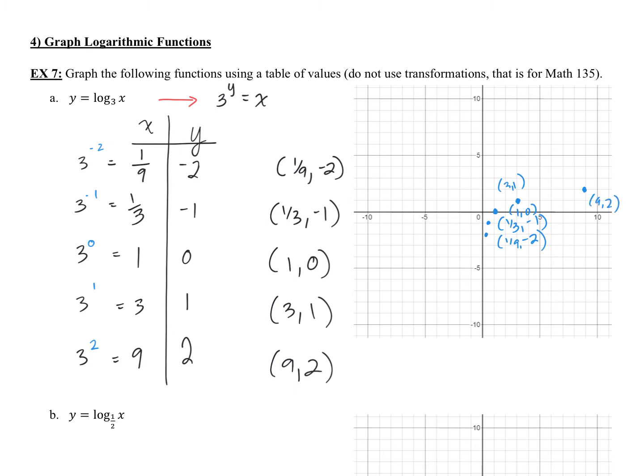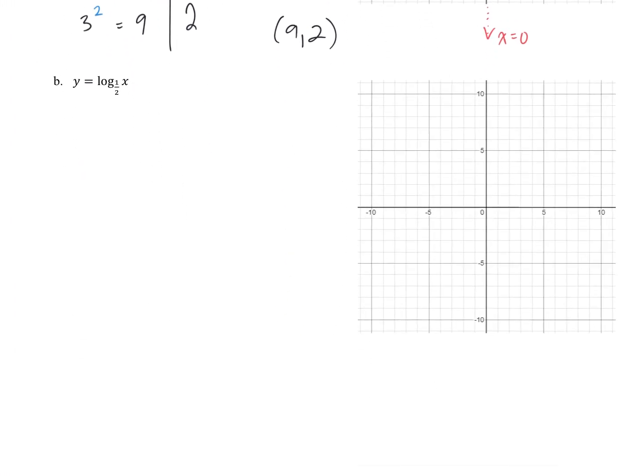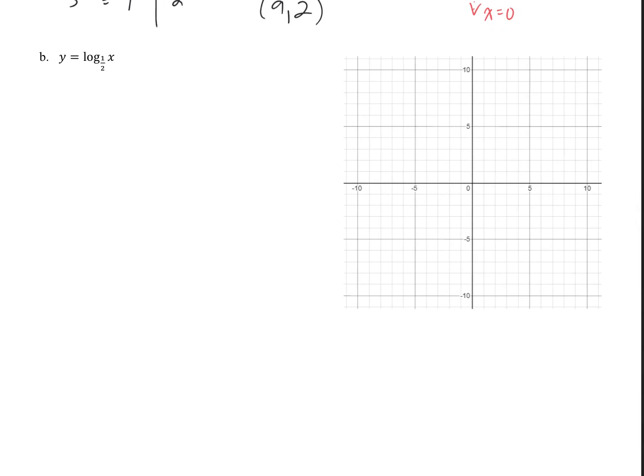Notice this looks a lot different than the exponents. It starts to head off in that direction. And one thing, pretty much for the generic logarithms, you're always going to have a vertical asymptote at x equals 0. All right, so go ahead and try to graph the other one by yourself and check back in with me in a second.